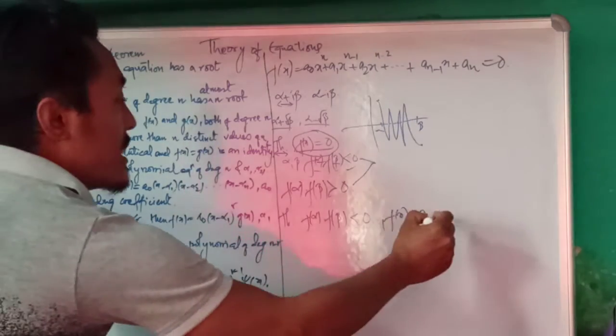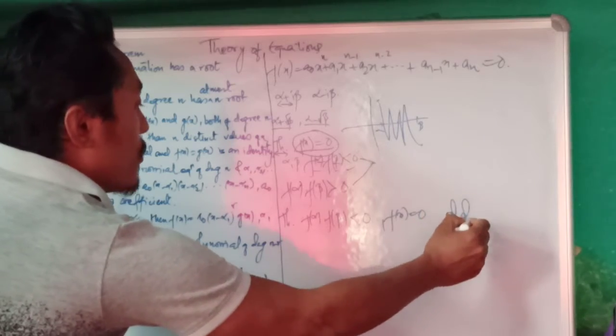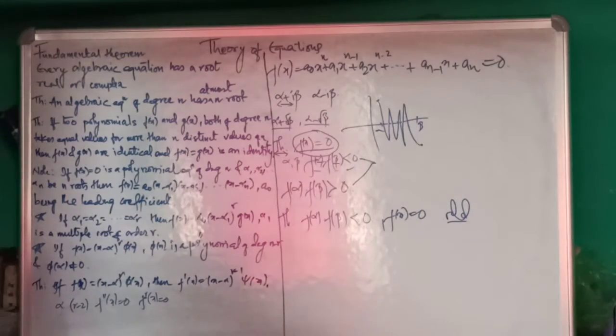F of x equals 0 has an odd number of real roots, either 1, 3, 5, 7 or 9, depending upon the degree of f of x. So f of x equals 0 has an odd number of roots. Okay, so this is important.